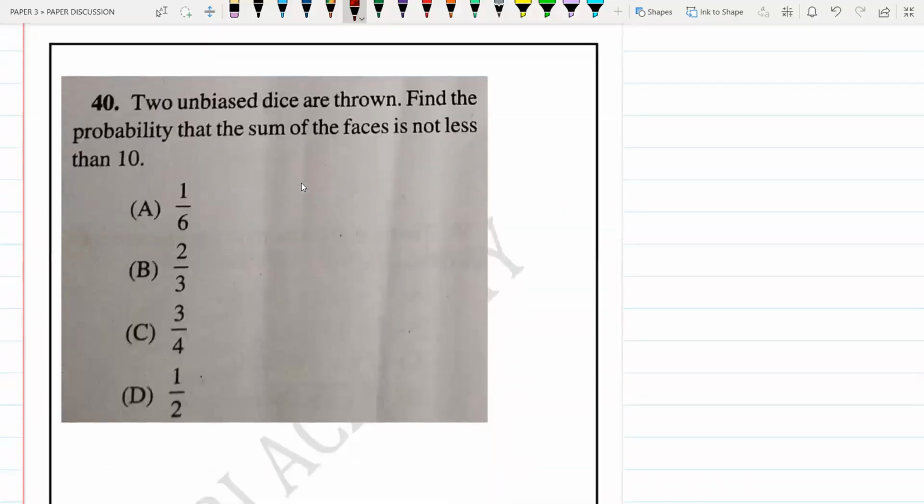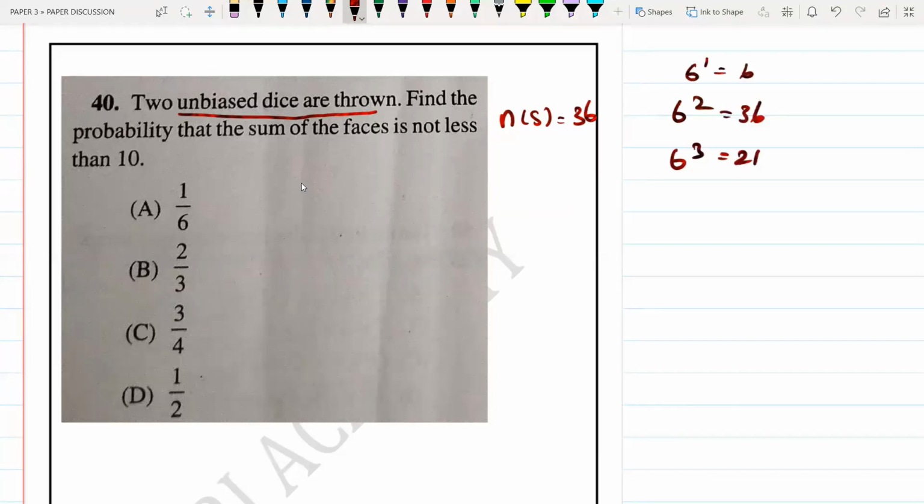Okay. Question number 40. They are asking two unbiased dice are thrown. They are simply saying unbiased, we don't need that. Whenever two dice are thrown, the total number of outcomes will always be 36. That is nothing but 6 square. If it is 3 dice, it is 6 cube. If it is a single die, 6 power 1 is equal to 6. 6 cube is 216. If you go 6 power 5, anything you can do.